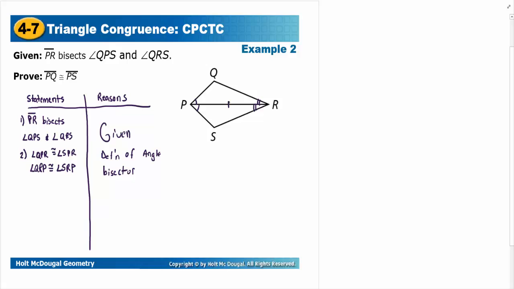Next up, remember they share a side. That's our reflexive property. So we can write that out real quick. PR is congruent to PR. That's the reflexive property of congruence. At this point, I'm ready to do angle side angle. I can prove my triangles congruent. Now here's where you've got to be careful. Make sure your congruent statement doesn't lie. So the first one was going to go triangle PQR.